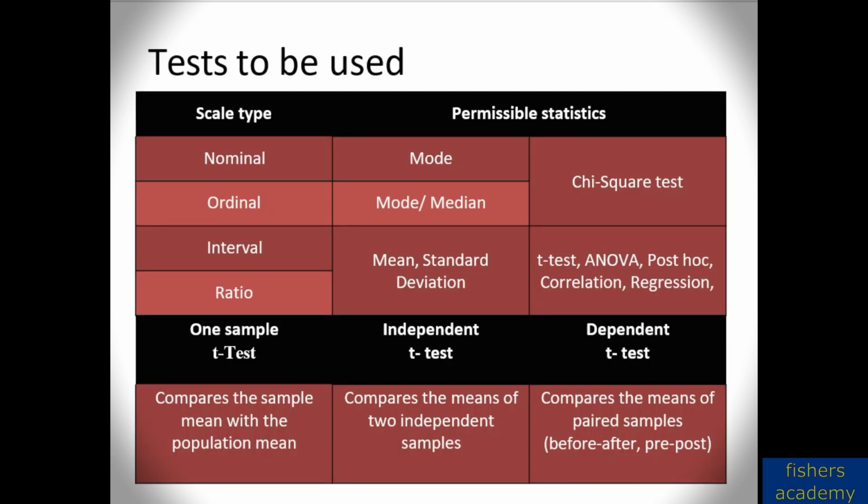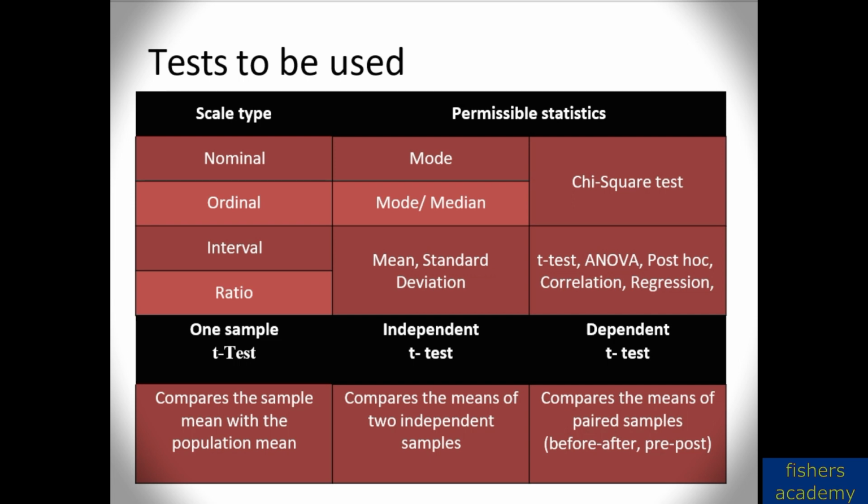Test to be used. Suppose I am having scale, that means data type. Scale type nominal, permissible statistics are mode and chi-square test. Then ordinal, mode, median, that also chi-square test, that is a non-parametric test. Then interval and ratio, where mean and standard deviation can be found out. These are the tests: t-test, Student's t-test, analysis of variance, that is called ANOVA, and post hoc. After ANOVA, post hoc comparison, then correlation, then regression. And one sample t-test, independent t-test, and dependent t-test.